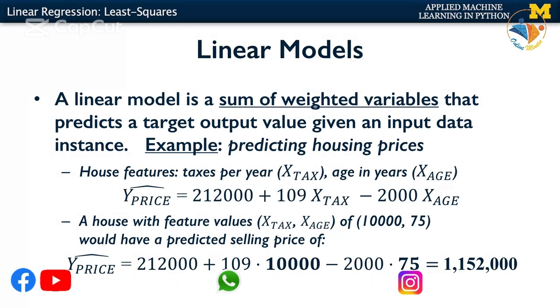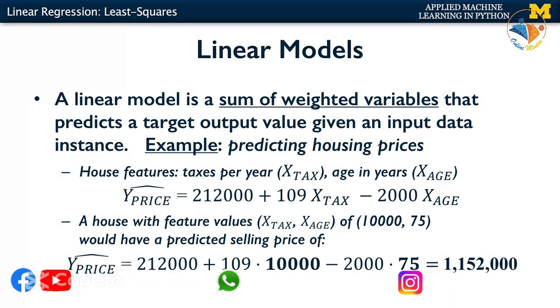One linear model, which I've made up as an example, could compute the expected market price in US dollars by starting with a constant term, here 212,000, and then adding some number, let's say 109 times the value of tax paid last year, and then subtracting 2,000 times the age of the house in years. So for example, this linear model would estimate the market price of a house where the tax assessment was $10,000 and that was 75 years old as about 1.2 million US dollars.